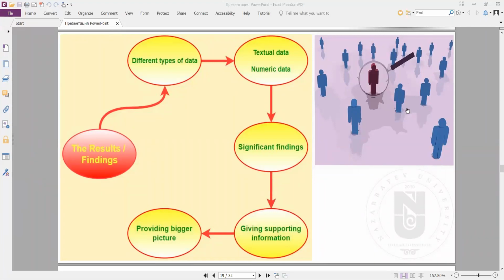Some authors mention why we call it results. Sometimes we call it results, sometimes we call it findings, for different fields of research. For example, if you conduct quantitative research, you're going to call this part the results. If you conduct qualitative research, you're going to call this part the findings. But if you include both, results and findings, it's also appropriate. But this is how you may differentiate it.